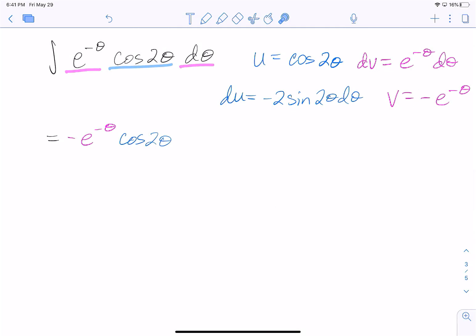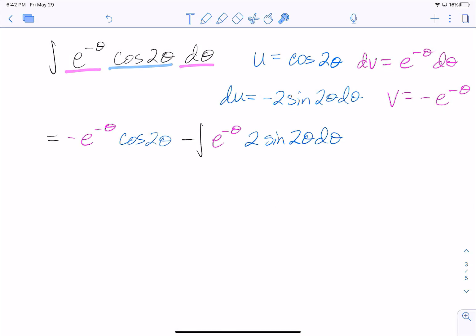And v and du both have minus signs in front of them. So we're going to have minus the integral of e to the negative theta times 2 times the sine of 2 theta d theta. At this point, we still have a product that has the exponential and the trig function in it. We haven't made anything simpler, but we haven't made anything worse. And the way to go here is we roll through this again.